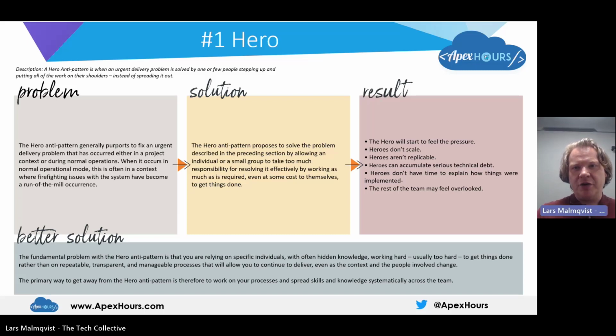And you don't have a good process either, because heroes don't have time to do documentation, and they don't have time to do handovers. So effectively, it's a bit of a no-win scenario once you've gotten yourself into a hero anti-pattern. Now, there are, of course, better solutions. They're not always easy to implement, but at a high level, they include focusing on transparent, repeatable, manageable processes rather than a few individuals going above and beyond.